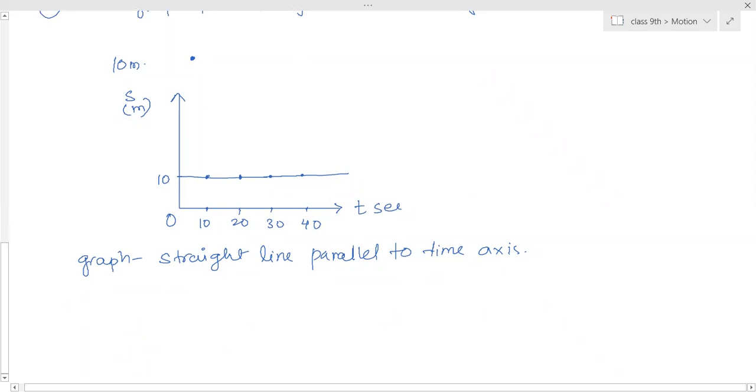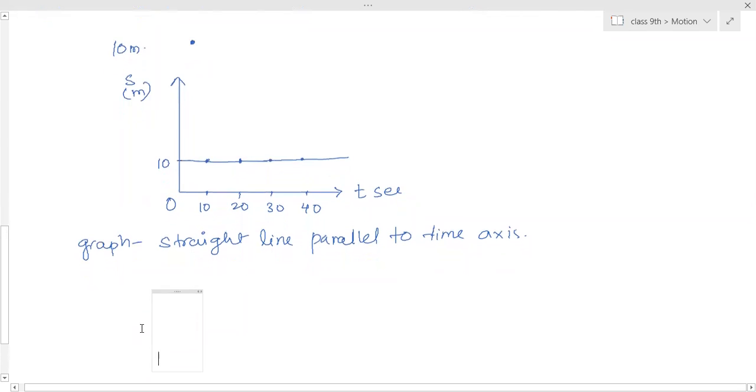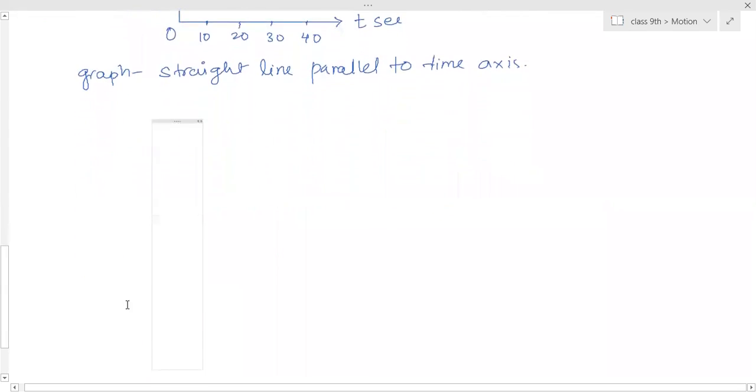So, for example, I will give you a condition. You are riding a cycle from your home to school. So you are moving with a uniform speed.